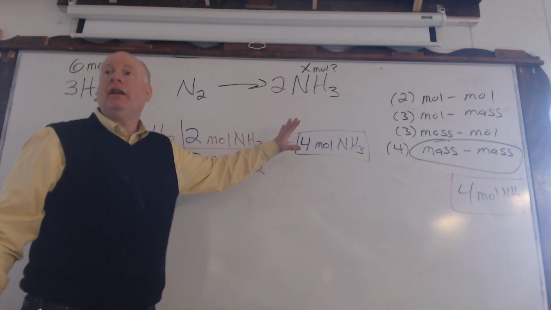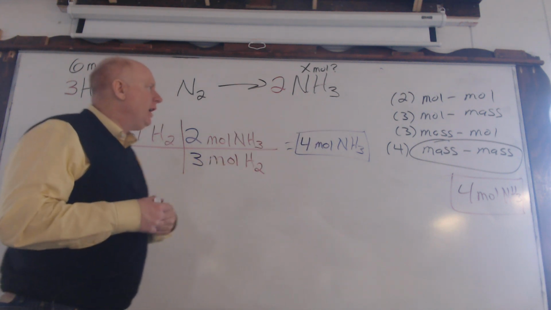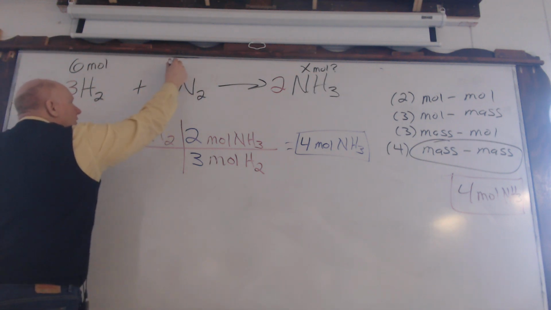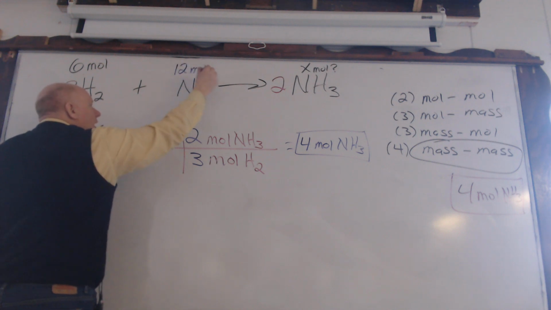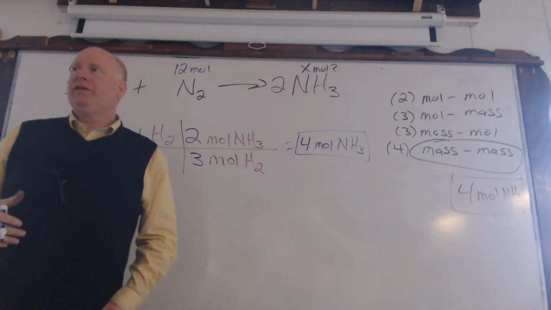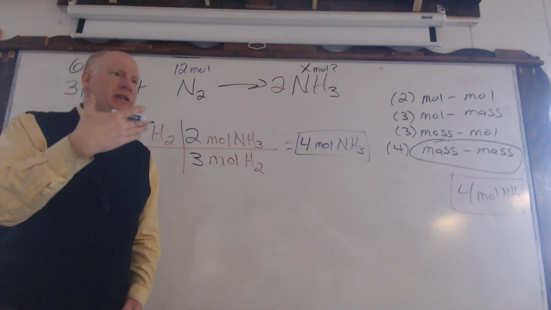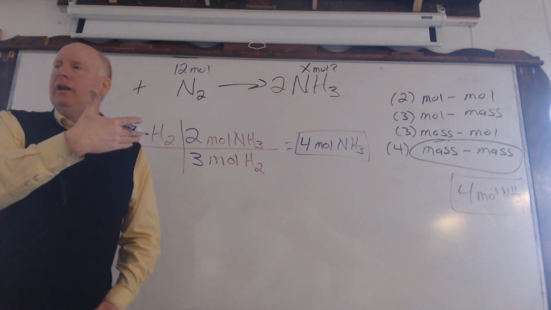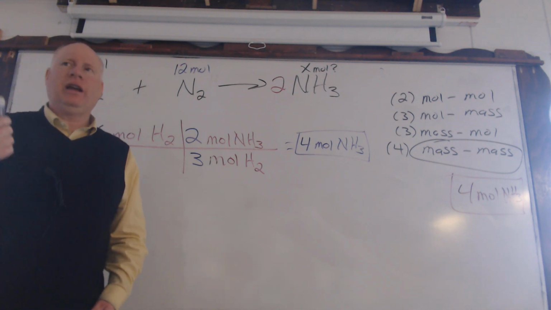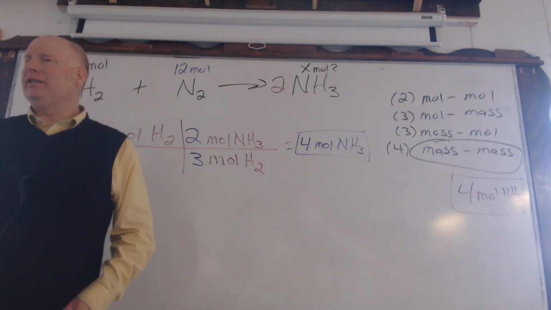So this might seem like, my gosh, this is just so simple, and it is, but it's going to get a little more complex down the road if, for instance, we say we've got 12 mole of nitrogen and 6 moles of hydrogen. Which one of those is the limiting reactant? In other words, this reaction is limited in what can be produced. A way of looking at that is the old adage, a chain is only as strong as its weakest link.